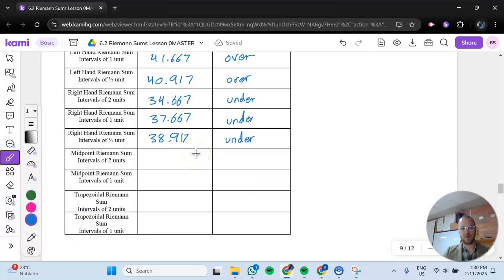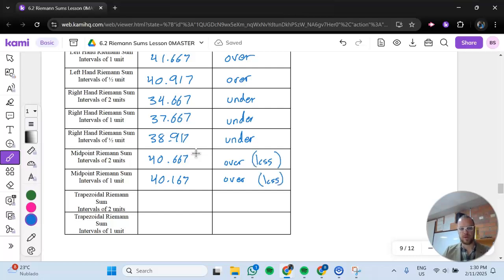Then we went to our midpoints. Our width of 2 was 40.667. And when we went to width of 1, we got 40.167. And we had said for both of those, they were harder to see, but they are still a little bit over, but much less. These were less than before.